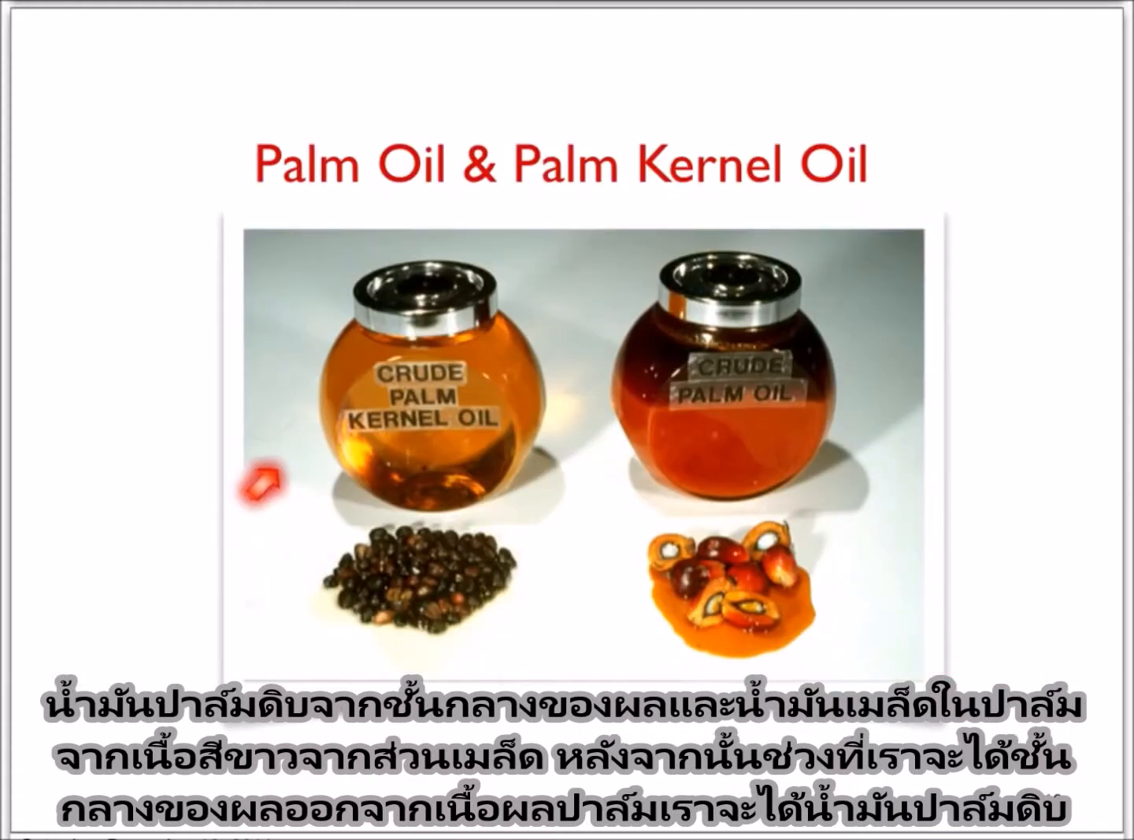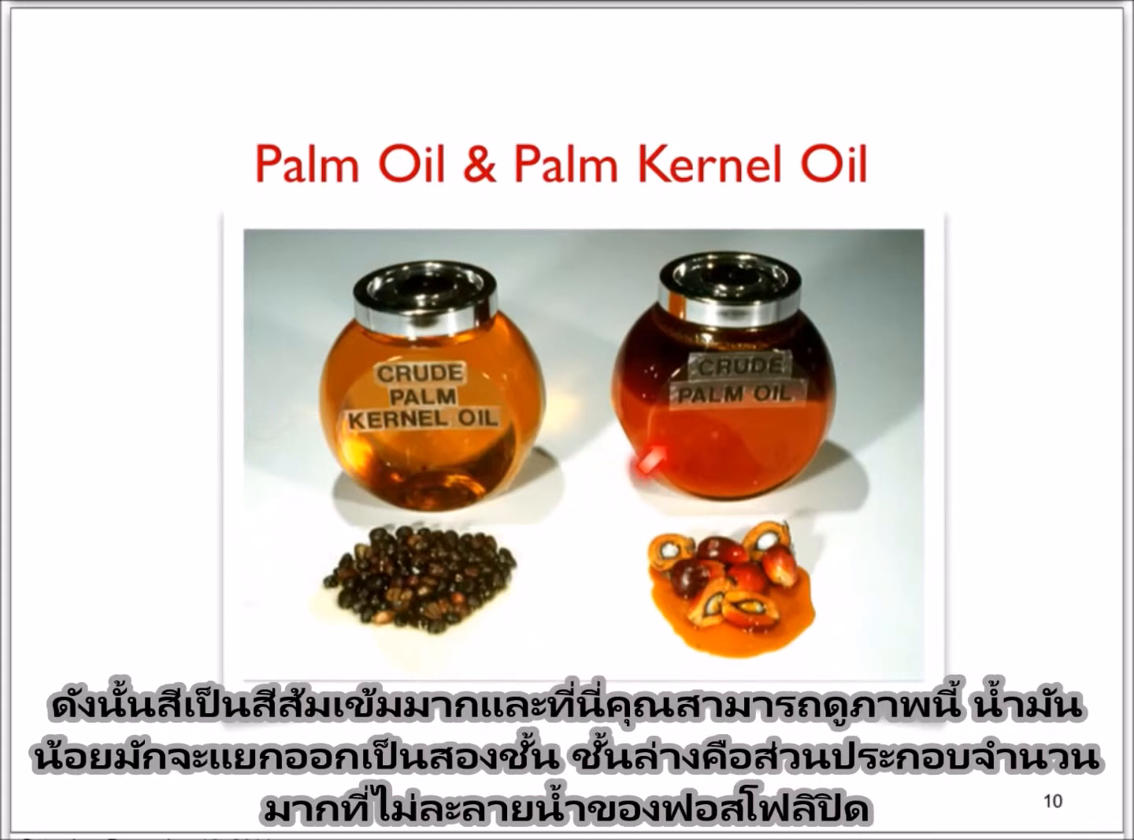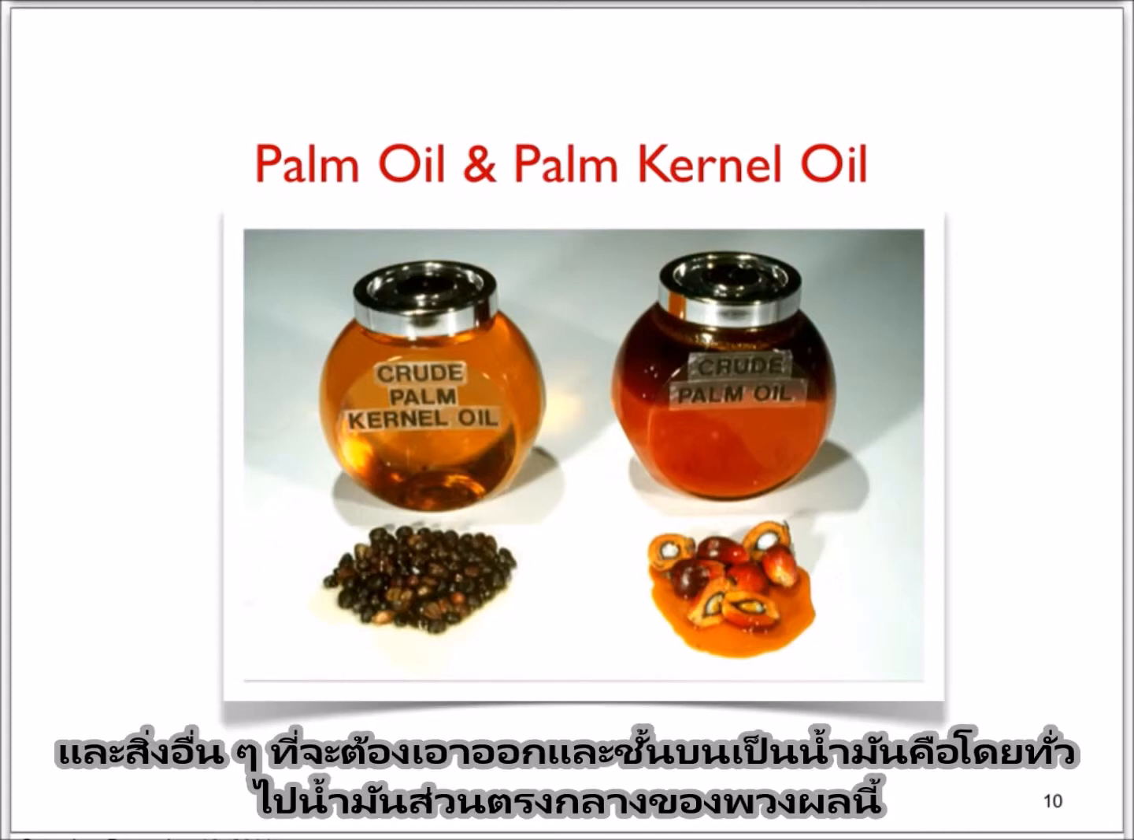So after the extraction, from the mesocarp, the outer flesh, we can get the crude palm oil. The color is a very dark orange, and here in this picture you can see the oil has actually separated into two layers. The bottom layer contains a lot of insoluble components, phospholipids and other things that need to be removed, and the upper layer is basically the oil.